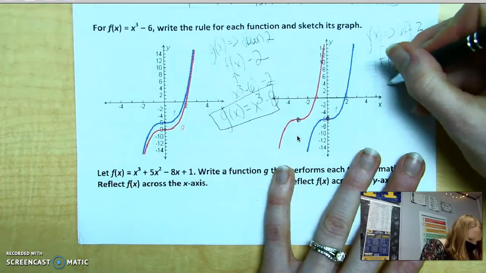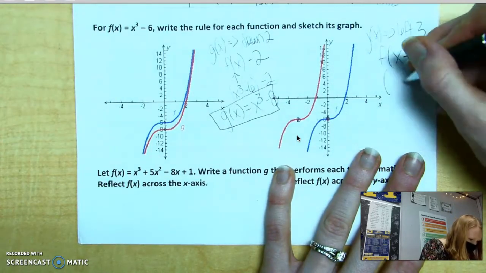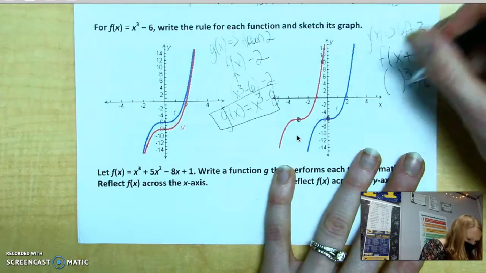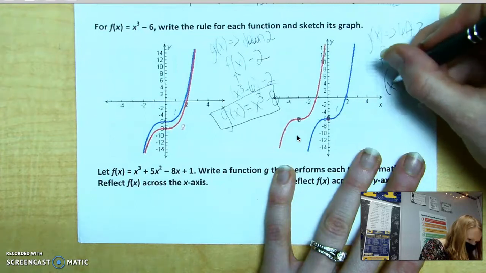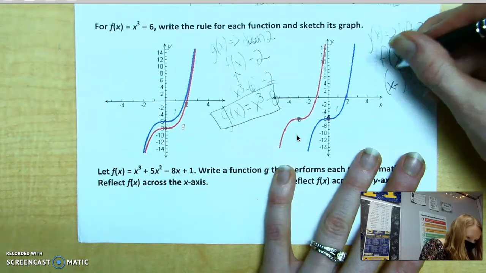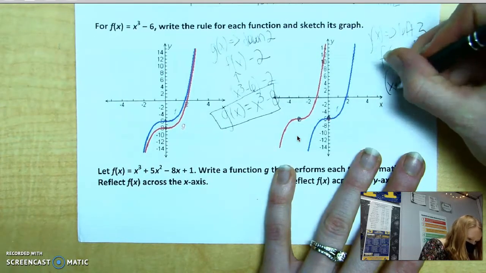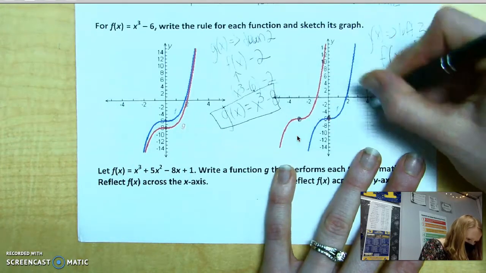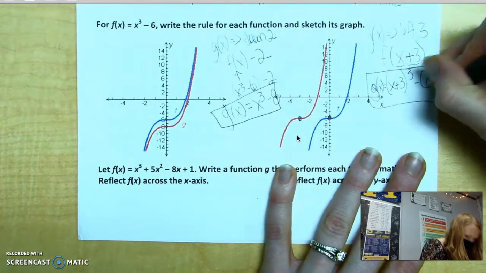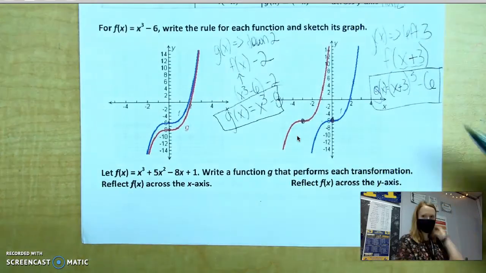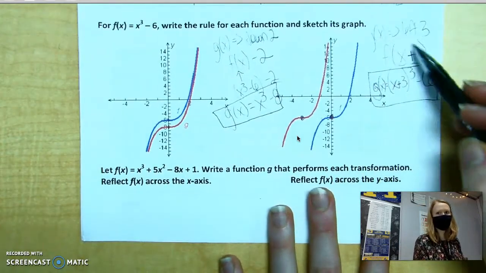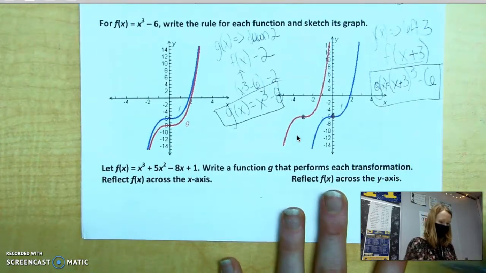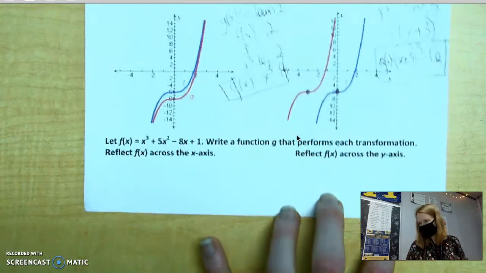So if I look at my function, usually I have an x cubed minus 6. But with horizontal transformations, what you're going to do is replace the x with what you have in the parentheses here, so x plus 3. And that will give me g of x. So once again, left is a horizontal transformation, which means it has to go in the parentheses with x, and you're going to replace x with x plus 3 because you are translating left 3.